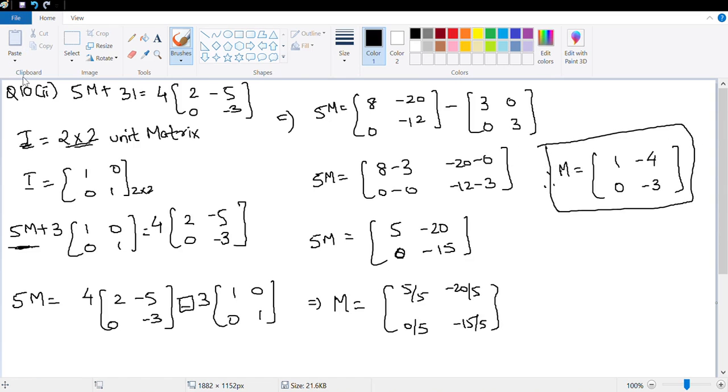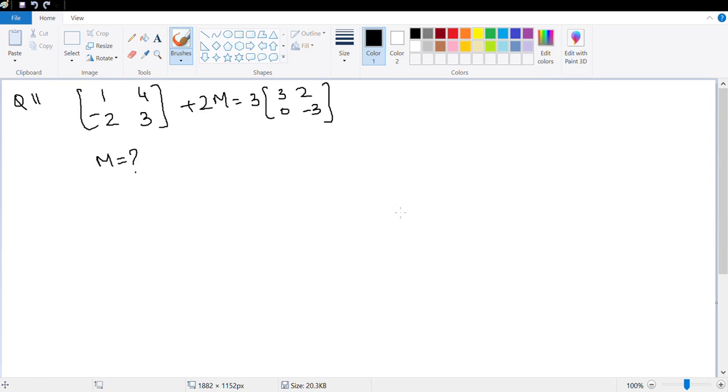Chalo, that brings me to the last question from this exercise, which is question number 11. So let's look at question number 11. If this matrix plus 2m is equal to something, we need to calculate the value of 2m. So let's keep 2m on one side and take this matrix on the other side. So this is 3 times 3, 2, 0, negative 3. This is a positive, which means it becomes negative. So when it goes on the other side.